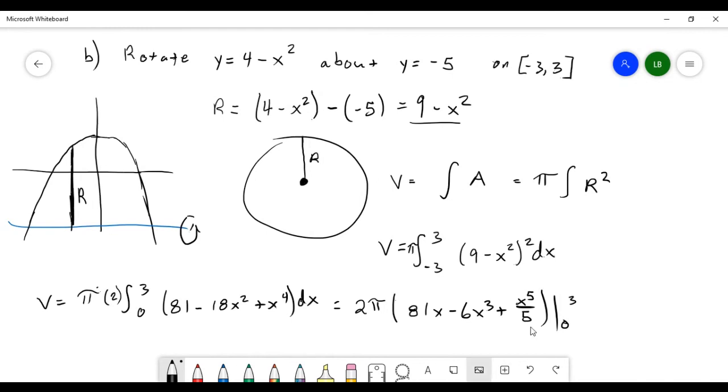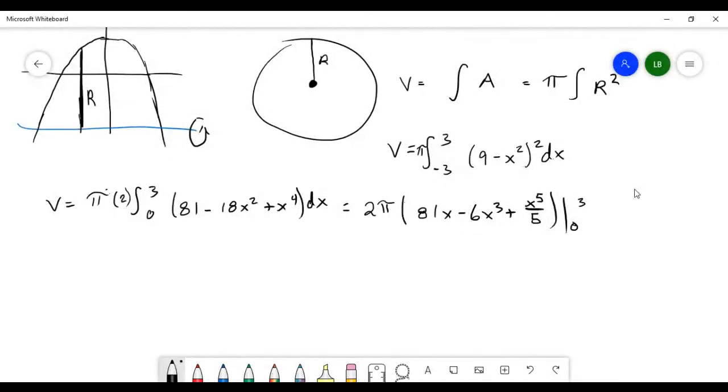from 0 to 3. And if we plugged in the values, we would get 2 pi times 81 times 3 is 243, minus 162 plus 243 over 5, I believe. Regardless, you can solve the arithmetic if you really care to. I'm just going to plug it in a calculator really quick. And we get 1296 pi over 5.